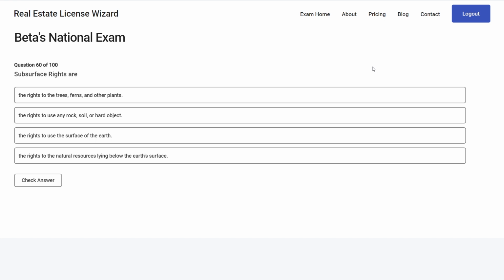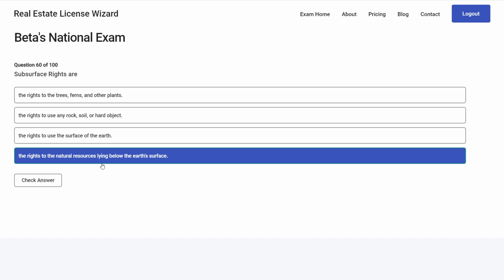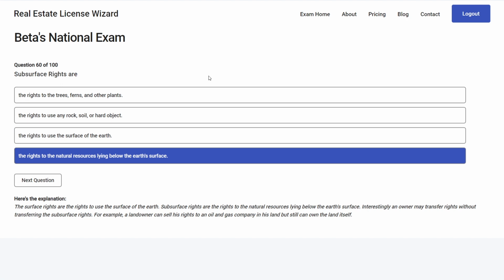Alrighty. Did you guys figure it out? The correct answer for this one is the rights to the natural resources lying below the Earth's surface. Subsurface rights are the opposite of surface rights, which could come up on this exam, but both these terms do come up on the exam. So surface rights are the rights to use the surface of the Earth, while subsurface are the rights to the natural resources lying below the Earth's surface. Interestingly, an owner may transfer surface rights without transferring the subsurface rights. For example, a landowner can sell his rights to an oil or gas company in his land, but can still own the land itself. There you go.